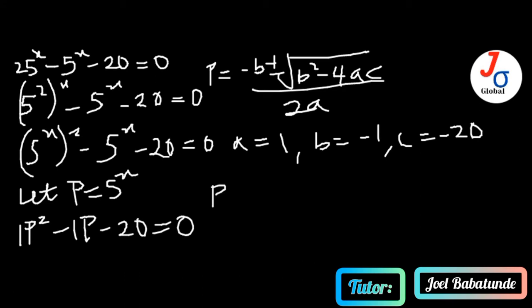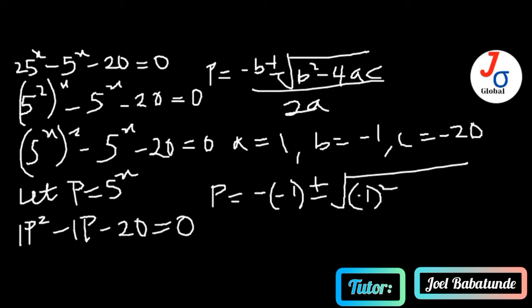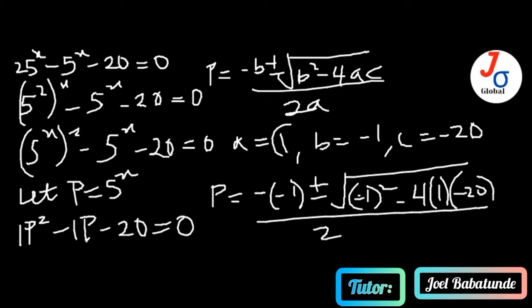So our p now becomes minus, what's our b? Our b is minus 1, into bracket minus 1, plus or minus square root of what's b? That's minus 1 squared, then minus 4. What's our a? Our a is 1, into 1. What's our c? Our c is minus 20, all over 2a. What's our a? 1.